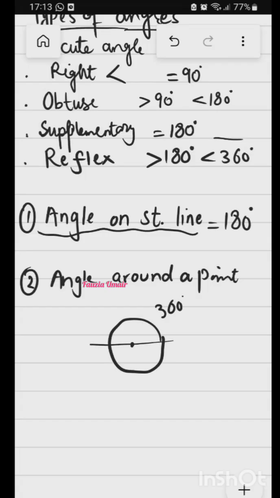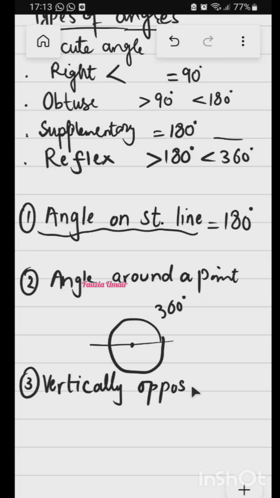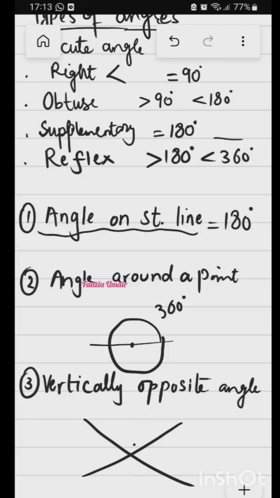That's right, very good. So then the third property was vertically opposite angles. Vertically opposite angles are when two straight lines cross each other, and the opposite angles formed are equal. Like this angle would be equal to this, and this angle would be equal to this. Are we clear till this point?